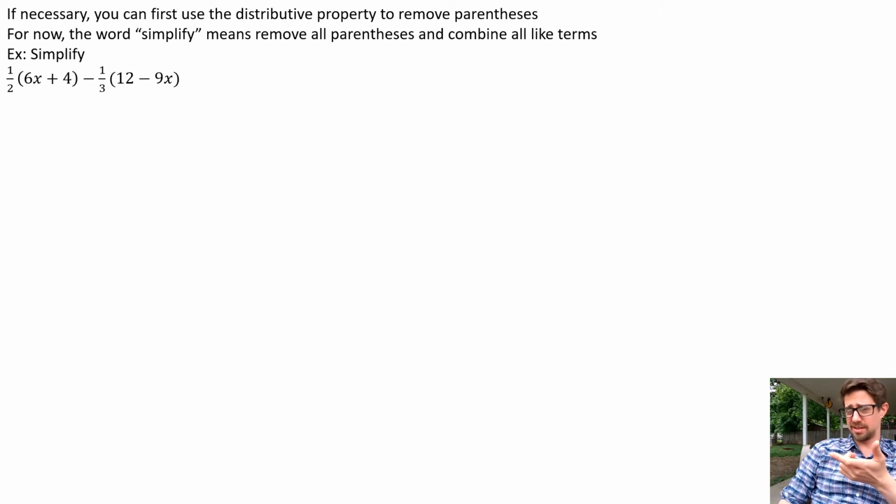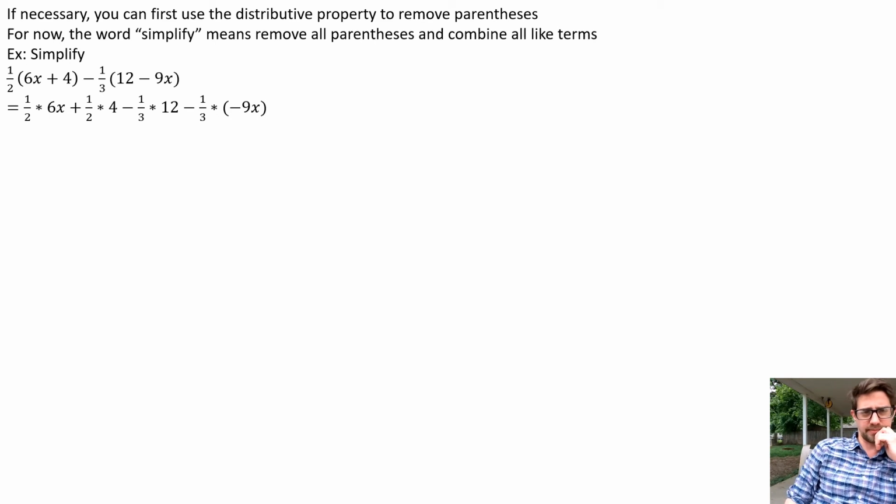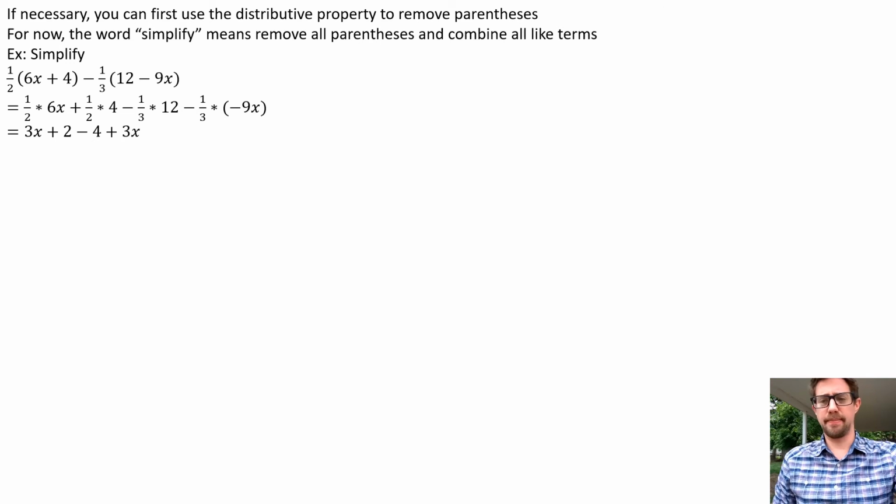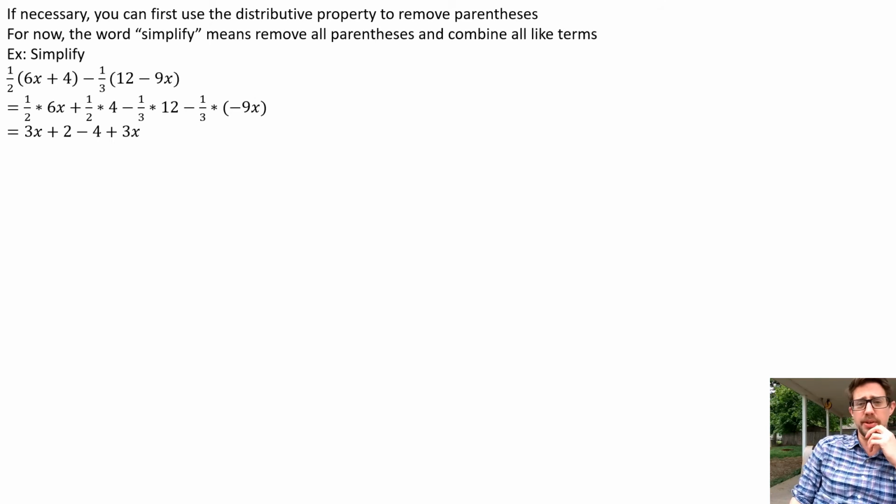Order of operations is coming into play here, right? It's parentheses first. So get rid of the parentheses by distributing: that's 1/2 times 6x plus 1/2 times 4 minus 1/3 times 12 minus 1/3 times negative 9x. And then you actually multiply all those terms. 1/2 times 6x is 3x, 1/2 times 4 is 2, minus 1/3 times 12 is minus 4, and minus 1/3 times negative 9x is positive 3x. So we're left with 3x plus 2 minus 4 plus 3x.